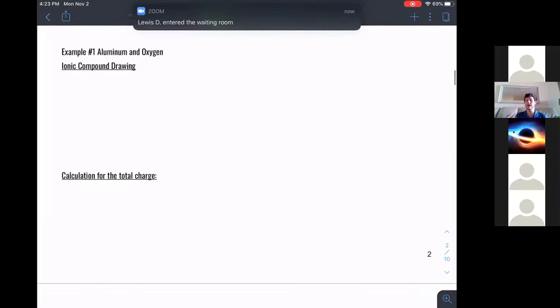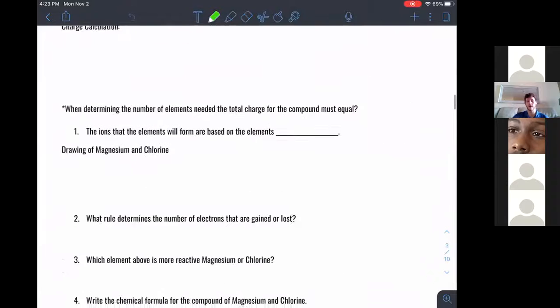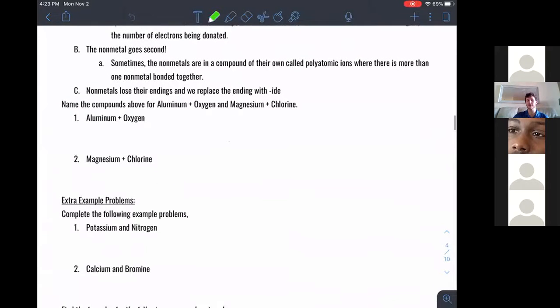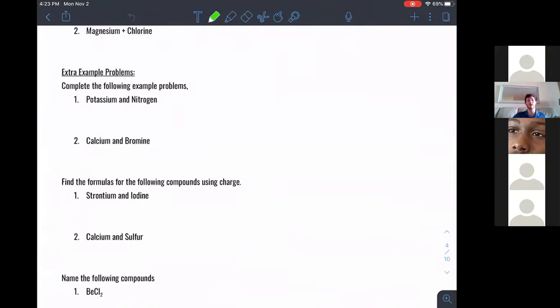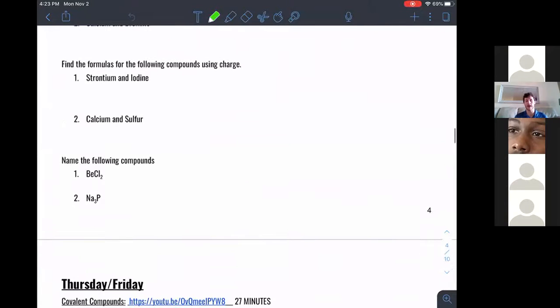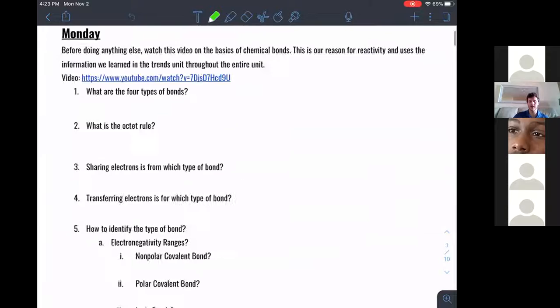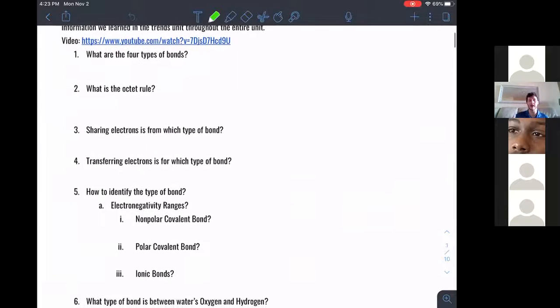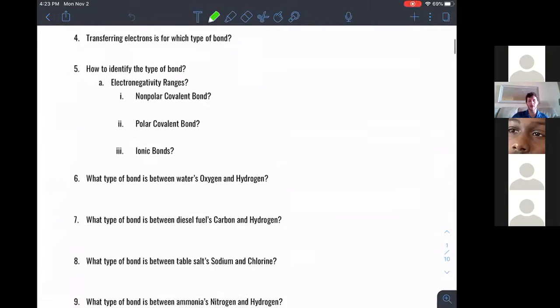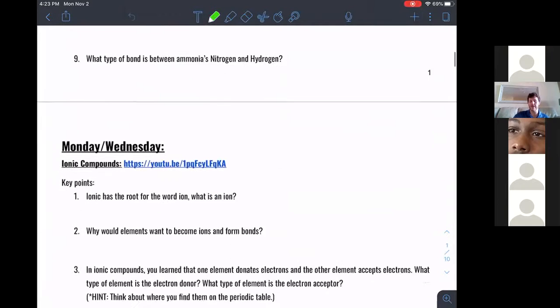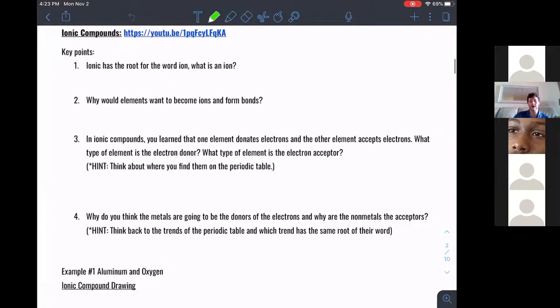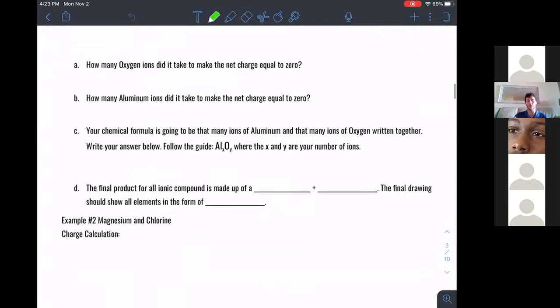So this one, Monday and Wednesday, goes from page 2 through page 4. So the first 4 pages are done between Monday and Wednesday. That means you should be breaking it down so you're not doing everything at once. What I would recommend is today you work on this Monday video, which I believe is about 7 minutes long. You're going to watch this video, answer the question, and then watch the ionic compounds video. And I would say try and get through example 1.